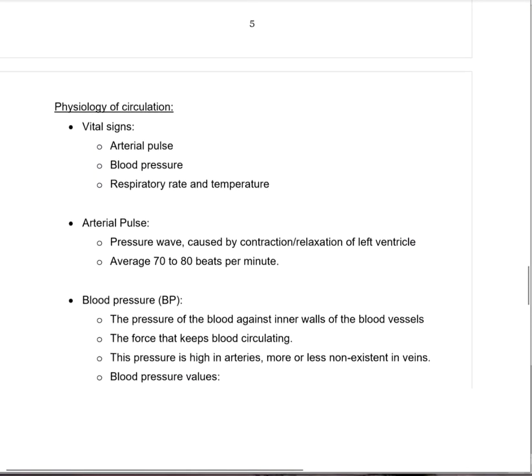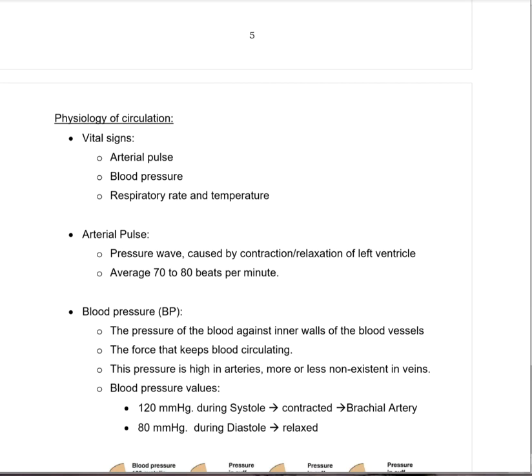I do want for a few minutes to talk about some physiology of circulation and some vital signs and some other things. In lab, we tend to do some of these, and we want to look at some of these things. So the first, the three main vital signs that we think of are arterial pulse, blood pressure, and respiratory rate and temperature. Okay, I guess that's four really.